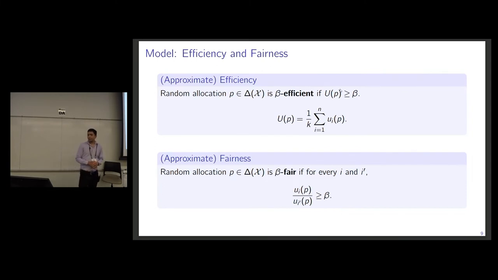On the other hand, we're going to say that a random allocation is fair. The informal description is that basically groups of different sizes should have similar chances of winning. So for example, under a fair random allocation, in the example that I mentioned at the beginning, in the Lion Kings, both a couple and a single applicant should have roughly similar chances of winning. So formally, we say that a random allocation is beta fair if for every pair of agents, the ratio of their utilities is at least beta.